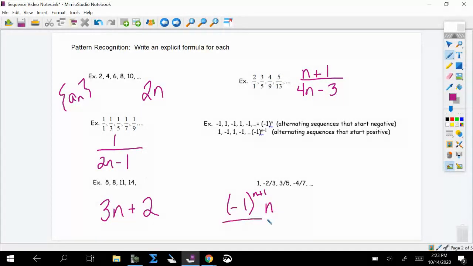The denominator is going up by 2, and it's actually your odd numbers. It's going to be a 1, a 3, a 5, a 7. So the way I write my odd numbers is I do 2n minus 1. That'll get my first term to have a denominator of 1, my second term to have a denominator of 3, and then 5, and then so on. So just being comfortable with pattern recognition is an important skill.